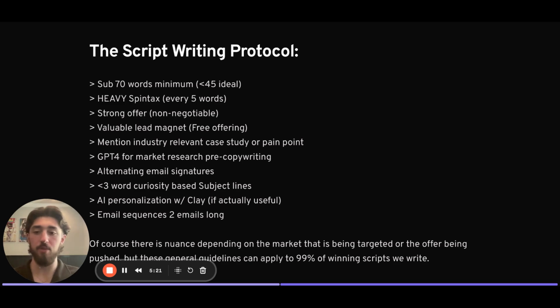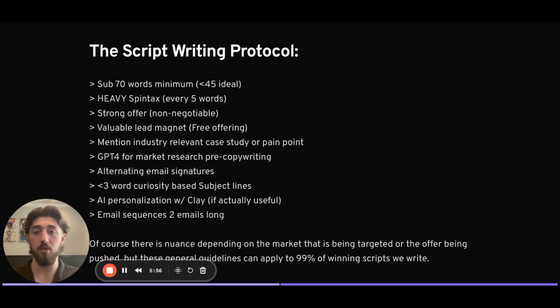The next thing is going to be mentioning an industry relevant case study or pain point. Again, you don't have to do this in your cold email, but this is just another point of leverage within the email that will make it better. What I like to do in my emails, let's say I'm writing a one line cold email, if you try to mention an industry relevant case study and also mention a lead magnet and then speak about your offer, all this stuff, it's going to be too many words. So what you want to do is lead with the offer and then in the PS you can add some sort of case study.